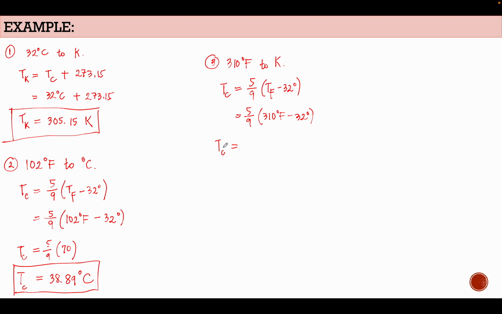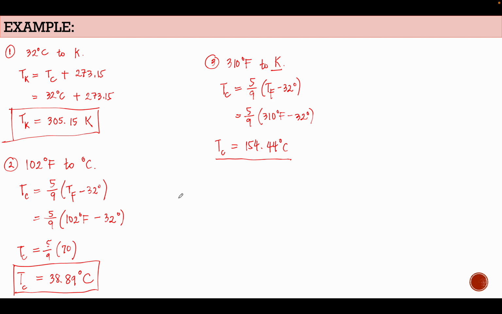So our T sub C, if we calculate this directly, is equal to 154.44 degrees Celsius. Okay, so now this is our temperature in terms of degrees Celsius. But again, we were asked to find the equivalent temperature in terms of Kelvin. So, to get the temperature in terms of Kelvin, we will be using equation number 3.